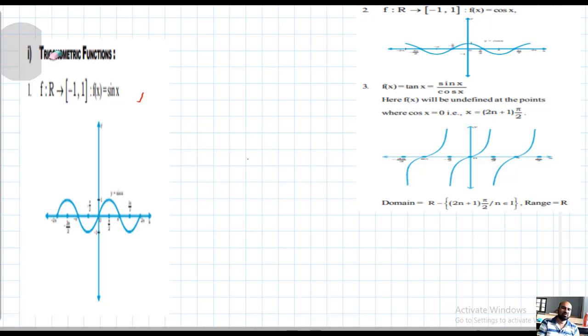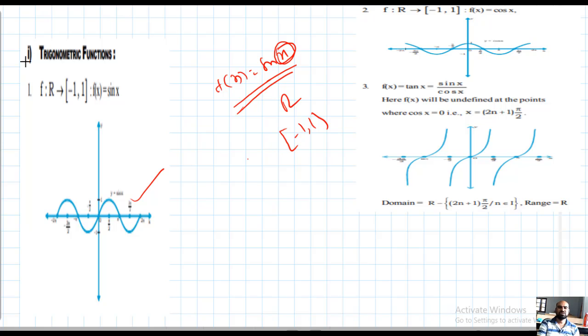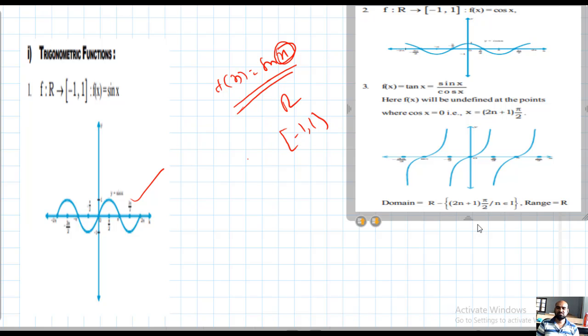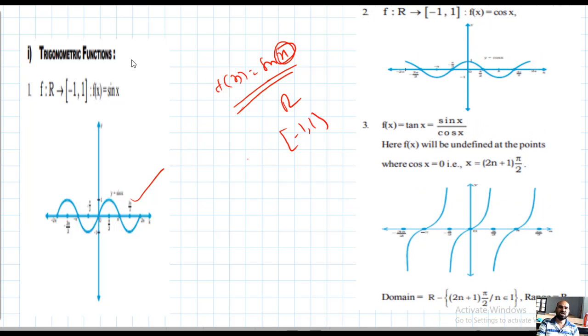So now trigonometrical functions. First of all, the first function is f of x equals sin x. This is one of the first trigonometric functions. Its domain is all real numbers, range is closed -1 to 1. This is the graph. Next one is the cos function. Its domain is all real numbers, range is -1 to 1. This is its graph.